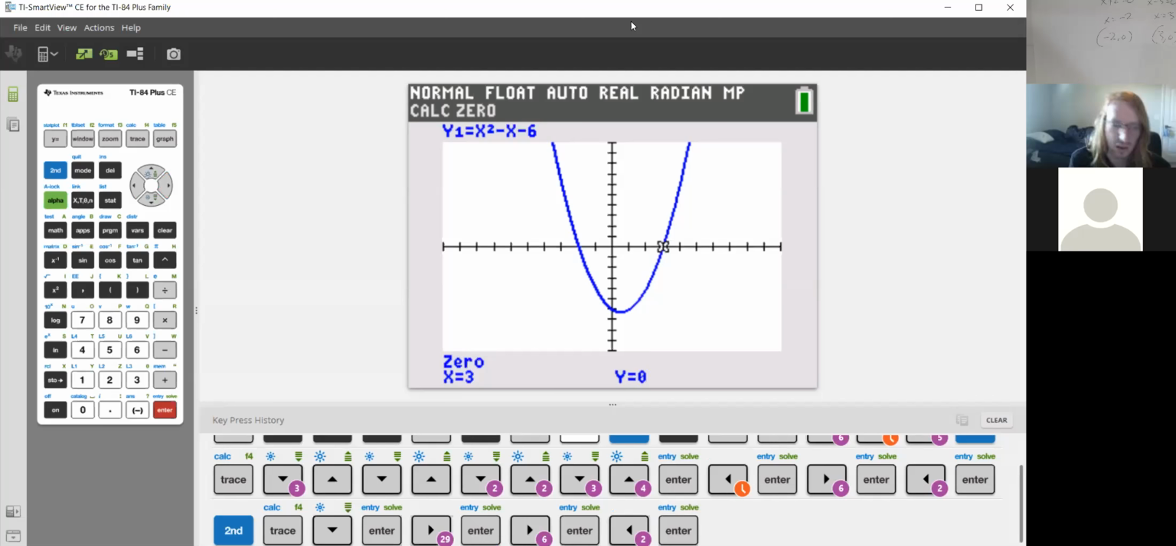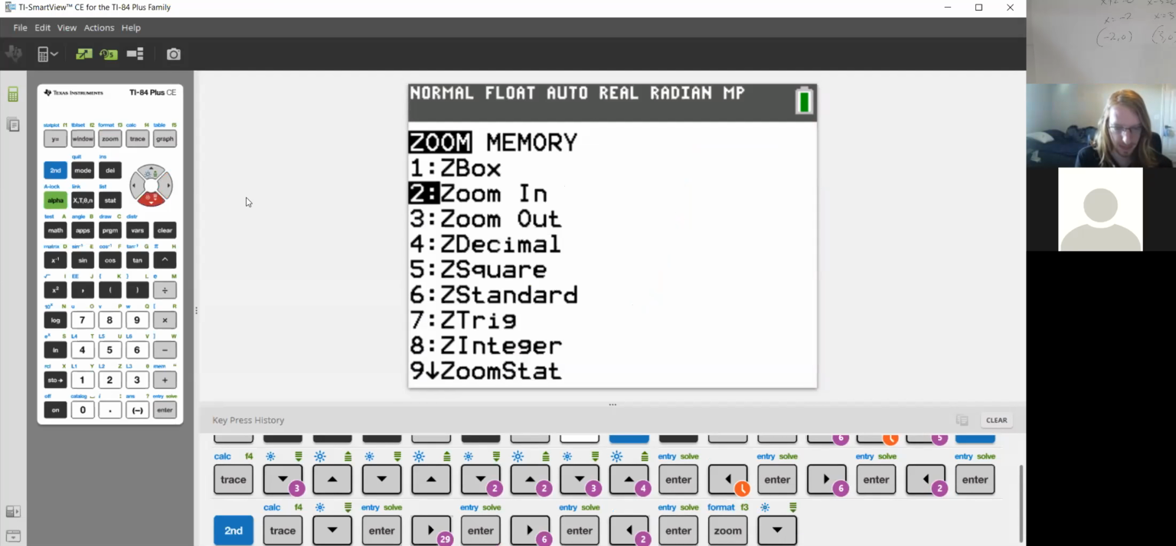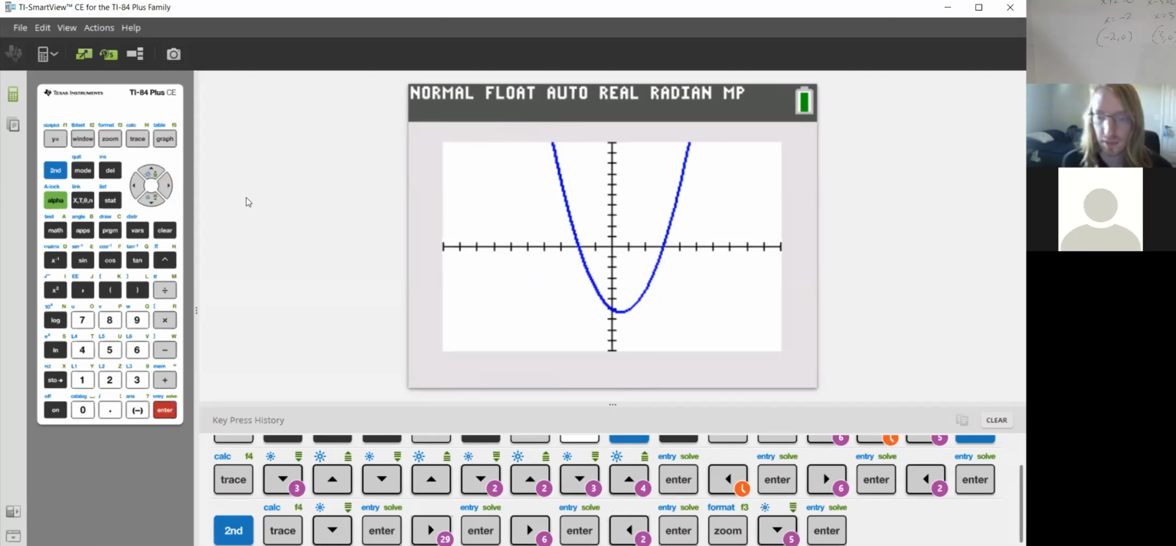Mine does not show me a full graph. I've only got a small line here. Oh, you're in the wrong window. If you go to Zoom standard, Zoom 6, it should zoom in on the right window, hopefully. Thank you so much. I've been trying to figure that out.